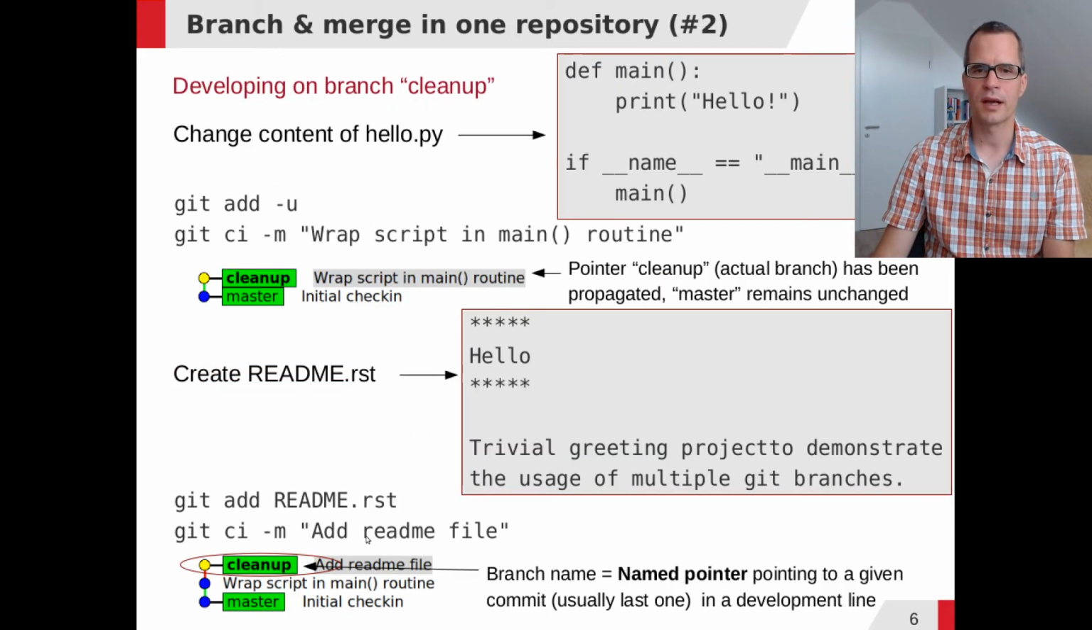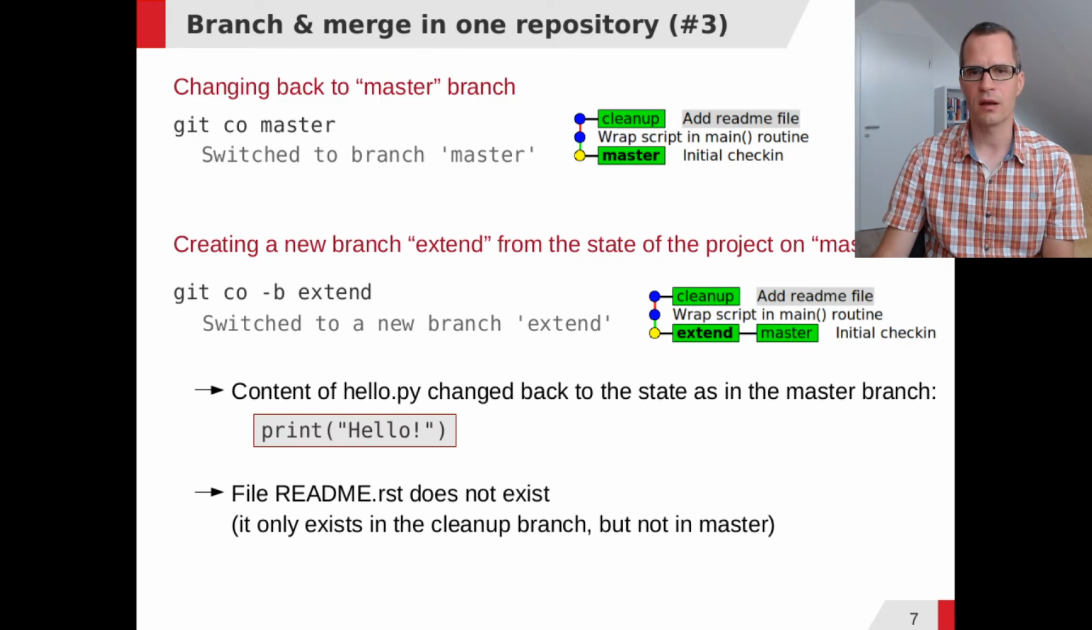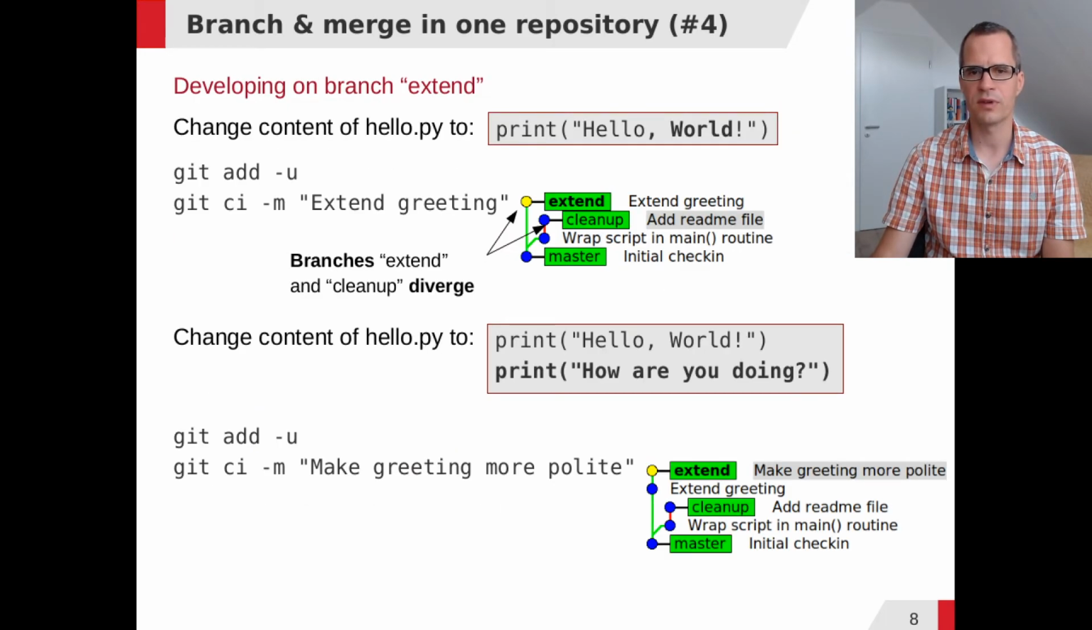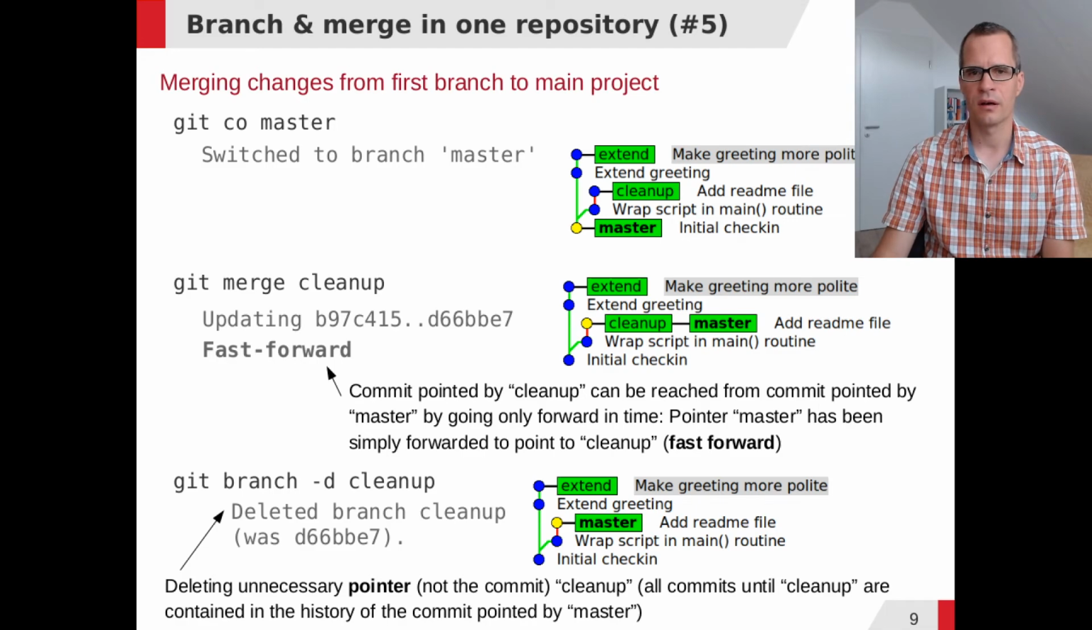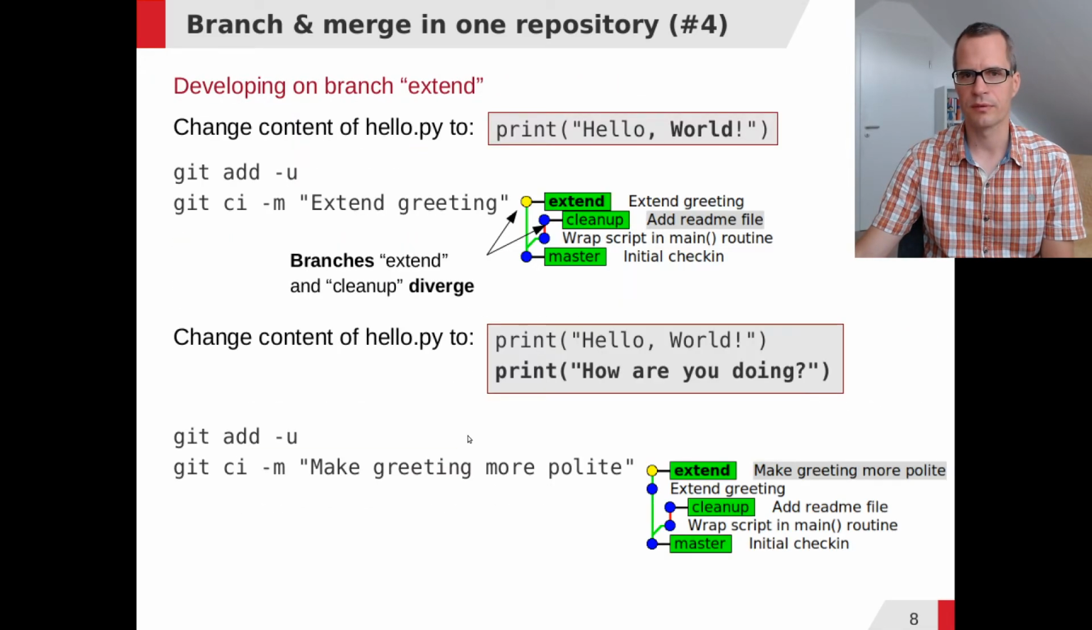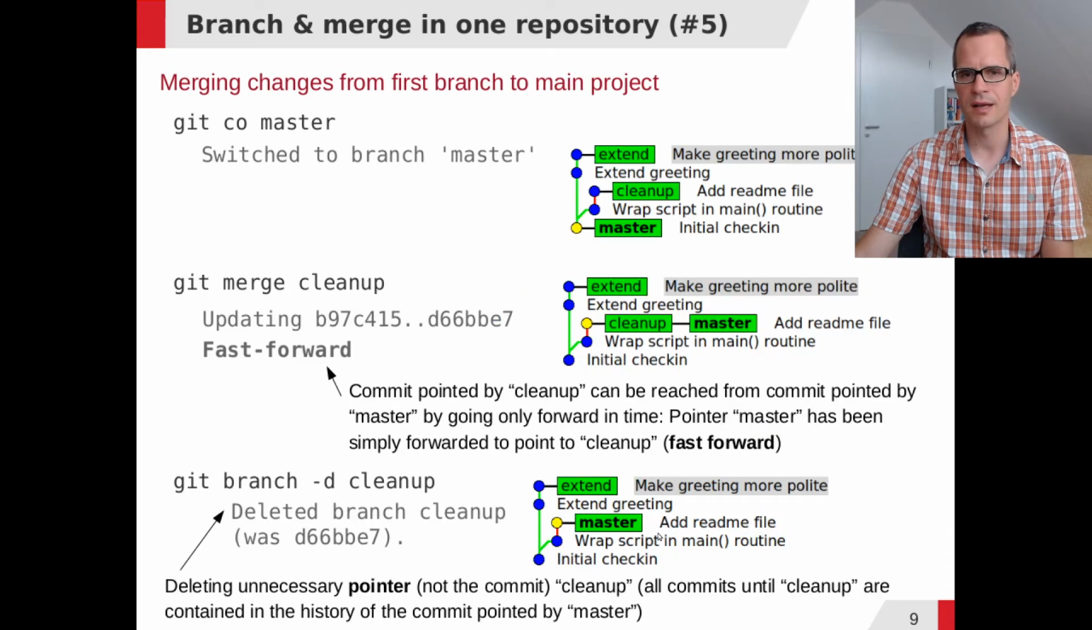There is only one thing I would like to show you, an alternative to the fast forward which we had here. If you remember, when we were merging cleanup into master, master was here, cleanup was here. There was a fast forward, just because it could be reached linearly in time. And then when we merged extend, it was more complicated. There was a conflict. It was not linear in time anymore. There was a merge commit.